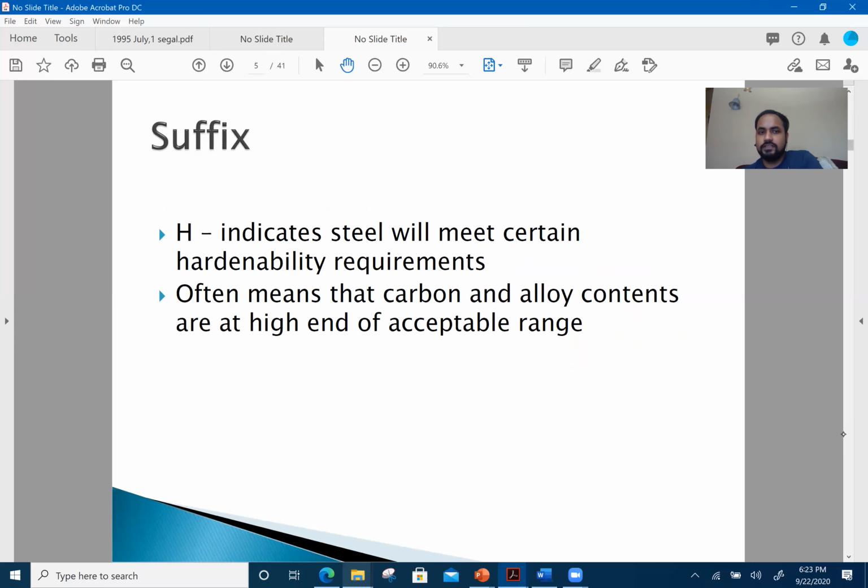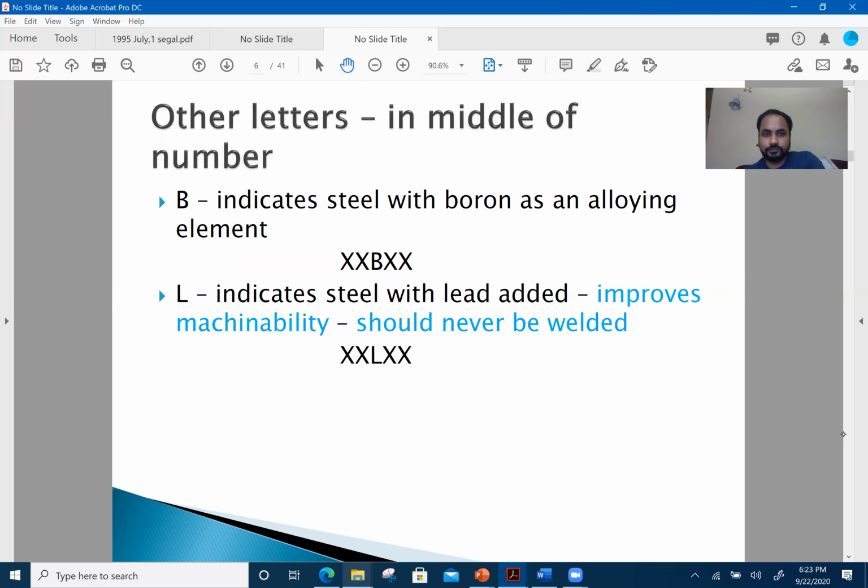Sometimes you have an H at the end that gives you information that this hardenability requirement will be met by this grade of steel. Any steel that shows you this kind of information, like which says that it has this for sure, or it behaves like this, it's going to be expensive. Any steel that has undergone such rigorous testing will be expensive. So it just adds on to the cost of the material.